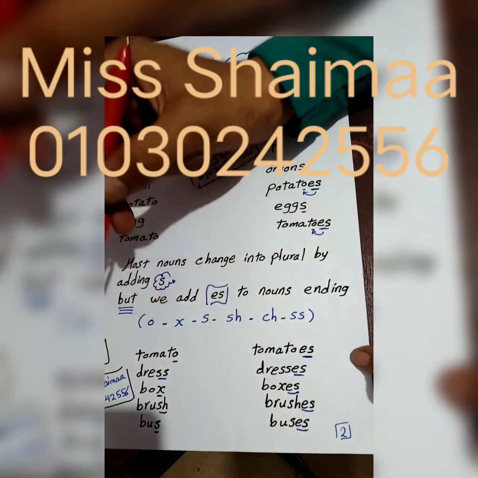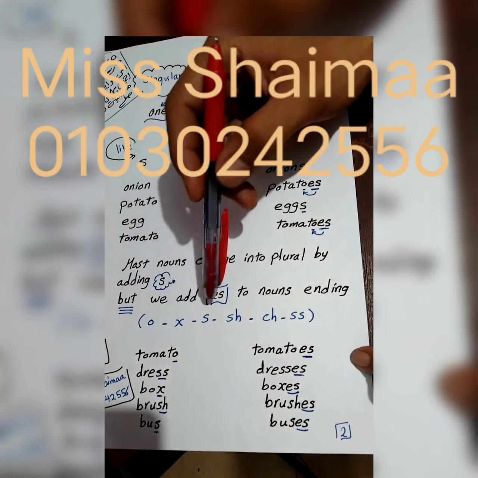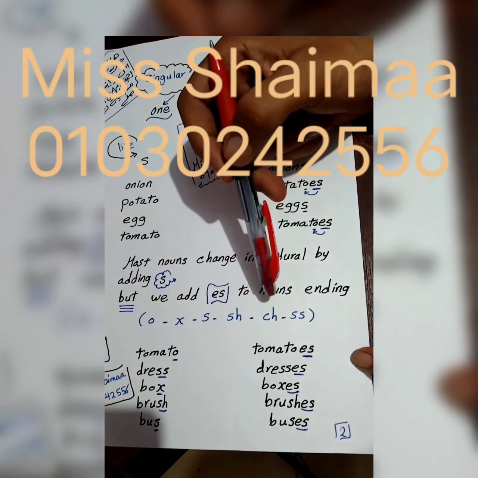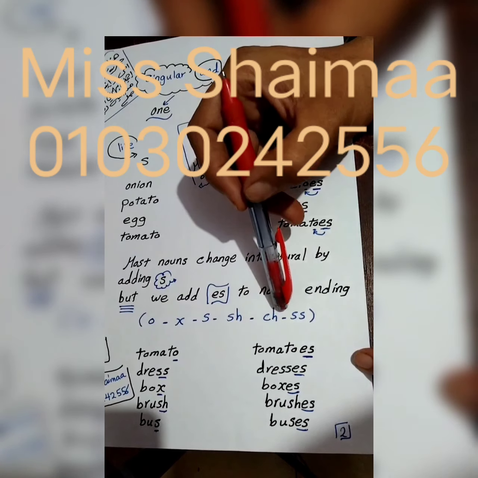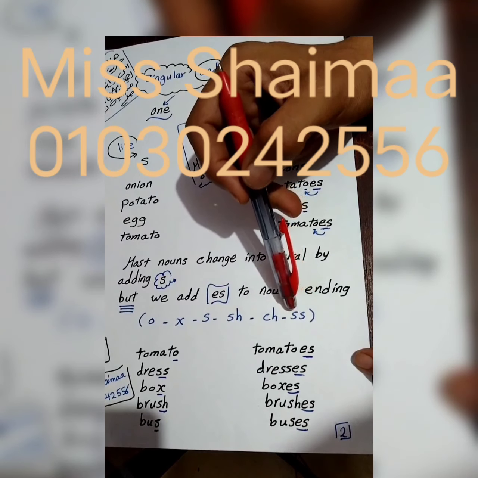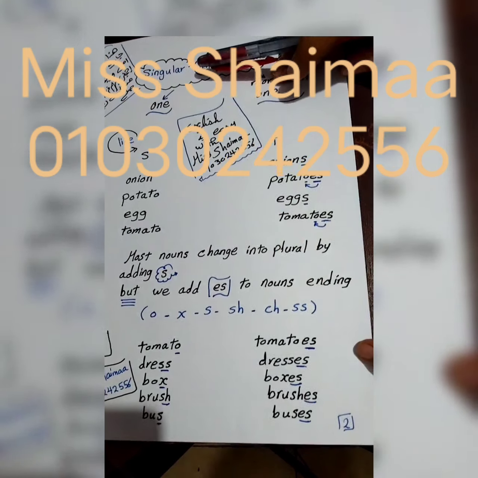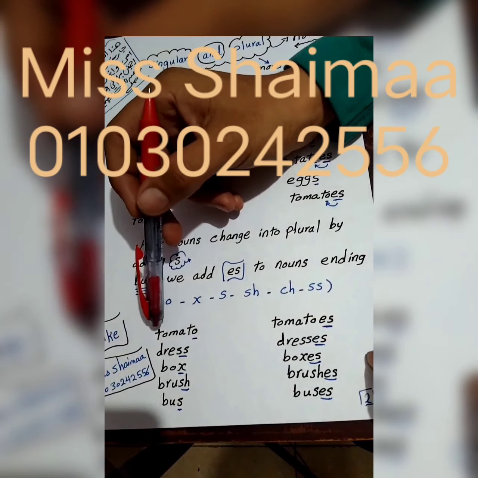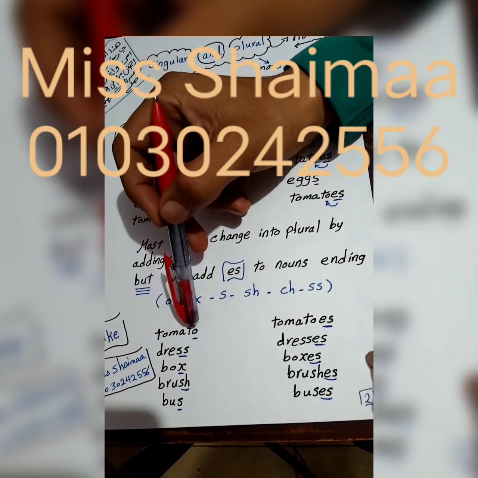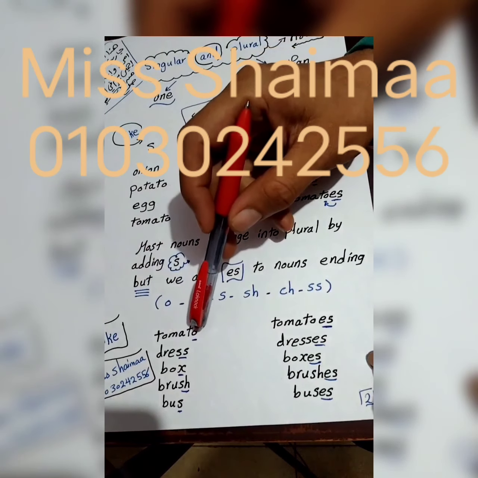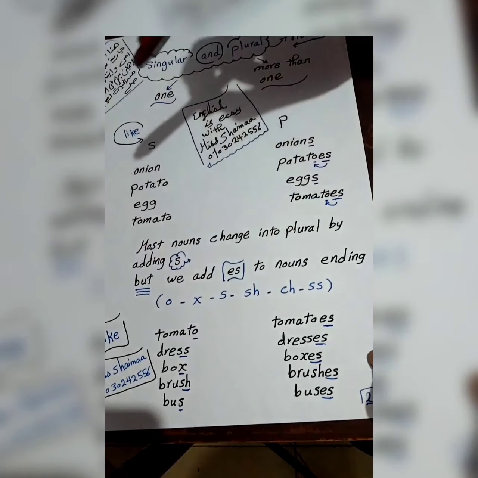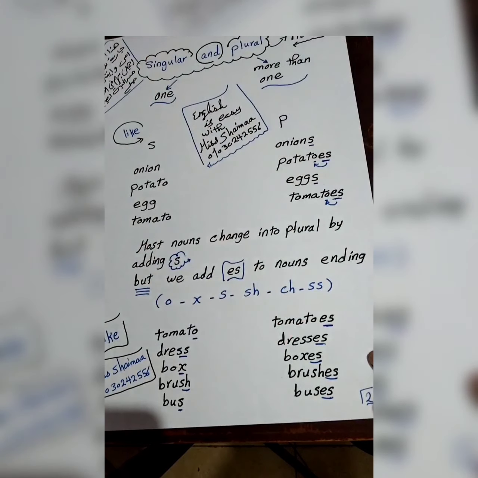Letter O, letter X, letter S, two letters S and H, two letters C and H, two letters S and S. Like these examples. Look here. Tomato, tomatoes. At the ending of this noun, letter O, we can't put S like onion, onions.